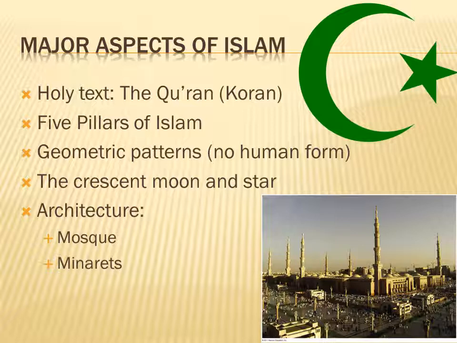The second pillar is prayer, which is done 5 times daily in the direction of Mecca, at dawn, noon, mid-afternoon, sunset, and nighttime. 5 times daily. The third pillar is charity, and charity is helping out the less fortunate, providing for the less fortunate. It is an act of purification where one purifies themselves by providing for the needy.